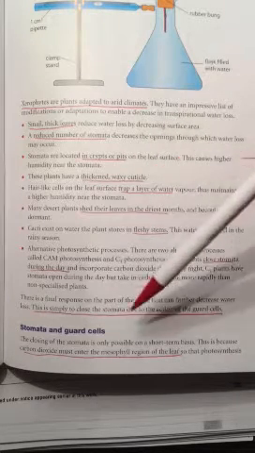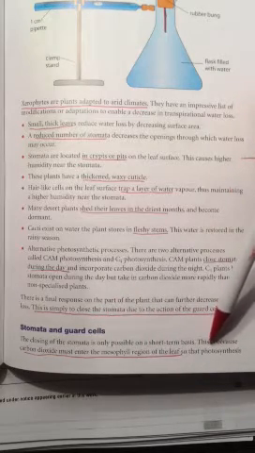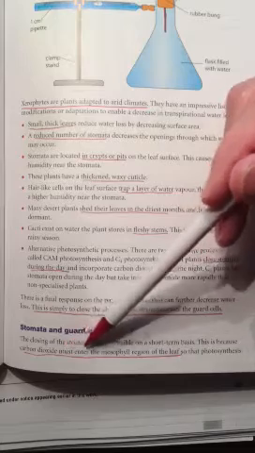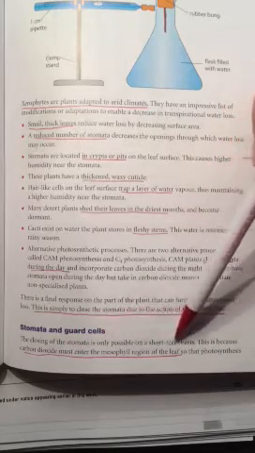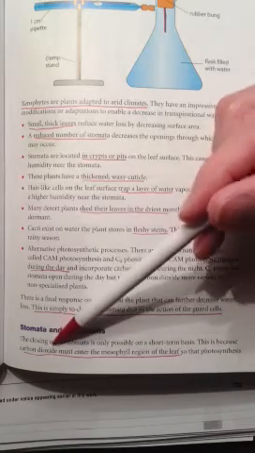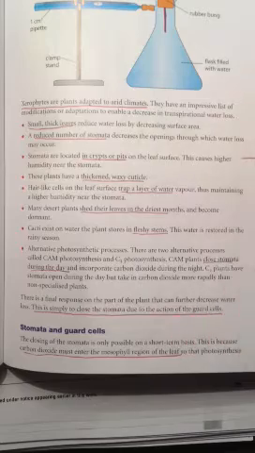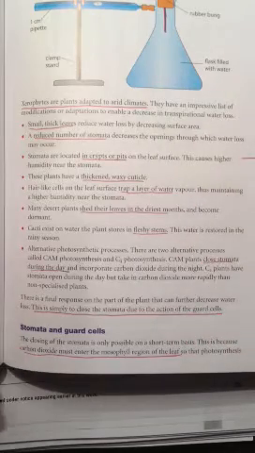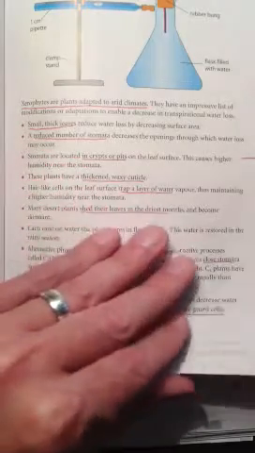One thing we could do for the stomata, if we wanted to keep water in, is obviously we could just close it. Closing the stomata is only possible on a short-term basis. This is because carbon dioxide must enter the mesophyll region of the leaf so that photosynthesis can occur. So we have to allow the gases to move in and out of the leaves. So we can't keep the stomata closed all the time.